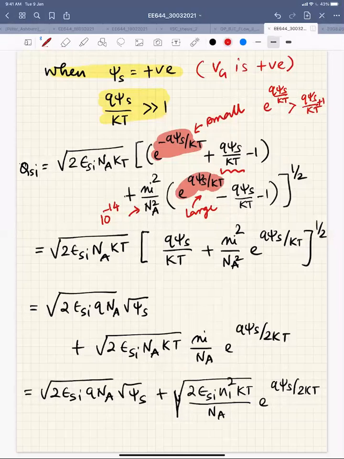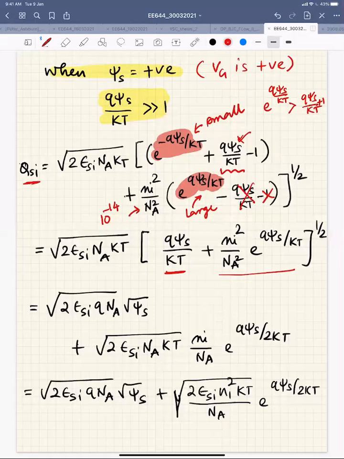So when psi s is positive, you could neglect these two numbers, right? You could neglect this number, right? And so here you could write down, from this part, I'll have q psi s by kt from here. And then from the second term, I'll have only e to the power q psi s by kt. So your silicon charge is the summation of these two terms, right?